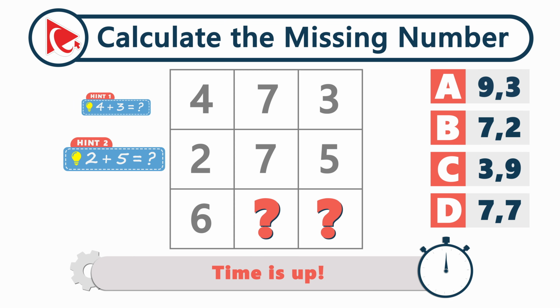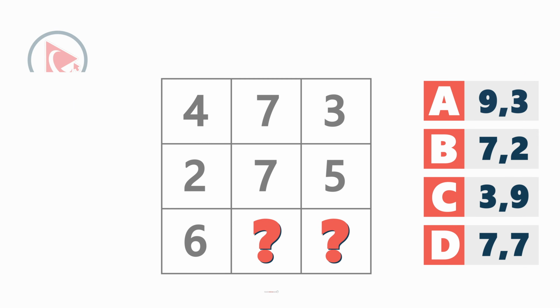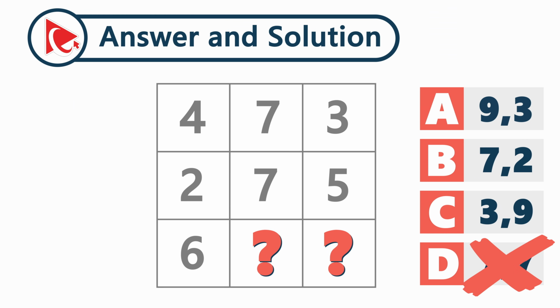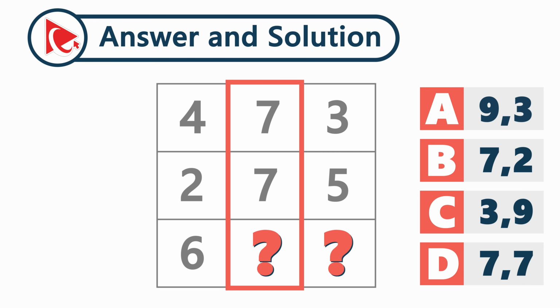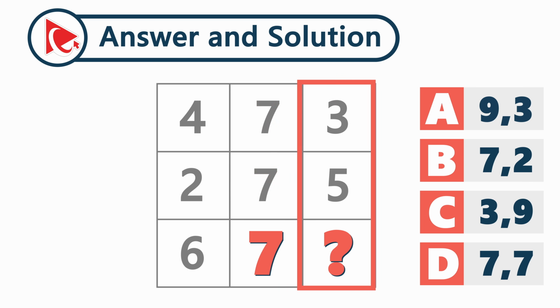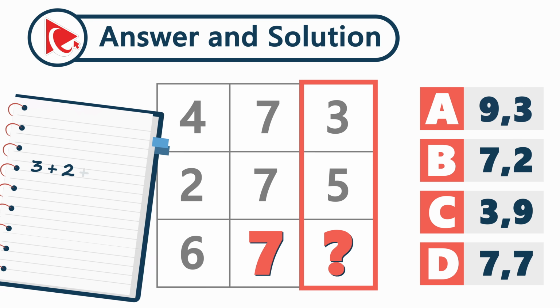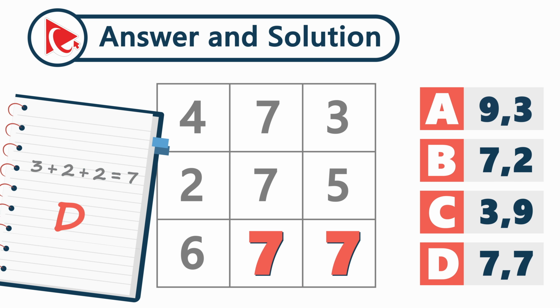Time's up. Do you have your answer ready? I hope you didn't select the answer D, 7 and 7, even though it might seem logical, because you see the second column has numbers 7, 7, so the third 7 would be a continuation of the pattern. If you look at the pattern in the third column, you might notice that 3 plus 2 plus 2 again would result in 7. So choice D seems logical, right?